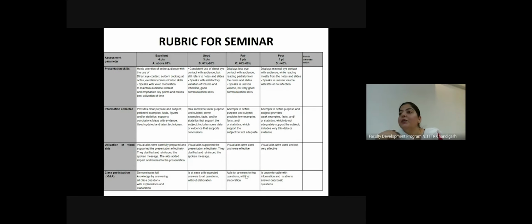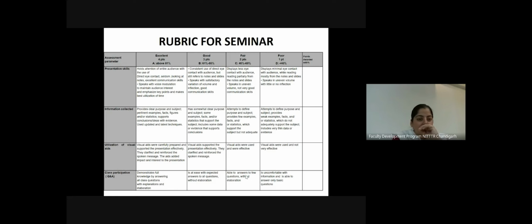So who is our rubric for? Always for the activity, not for the individual student. Say, a rubric for a presentation scale is an analytical kind of rubric. There are 4 different dimensions: presentation scale, information collection, utilization of different visual aids, and class participation. The scale is decided as excellent, good, fair, poor, and the total percentage awarded to that particular dimension. So qualitative and quantitative scales are there, and there is a description.